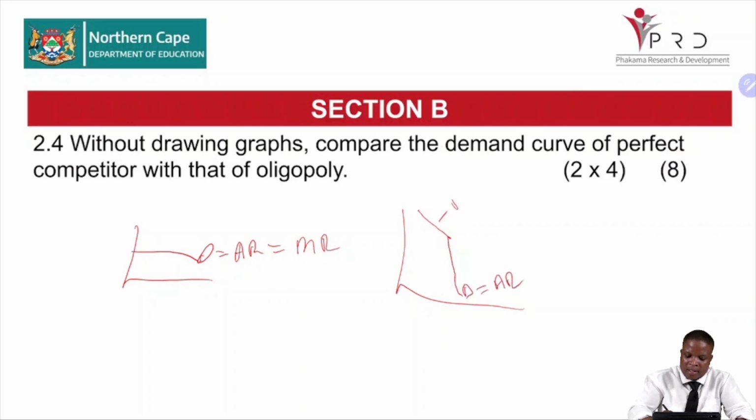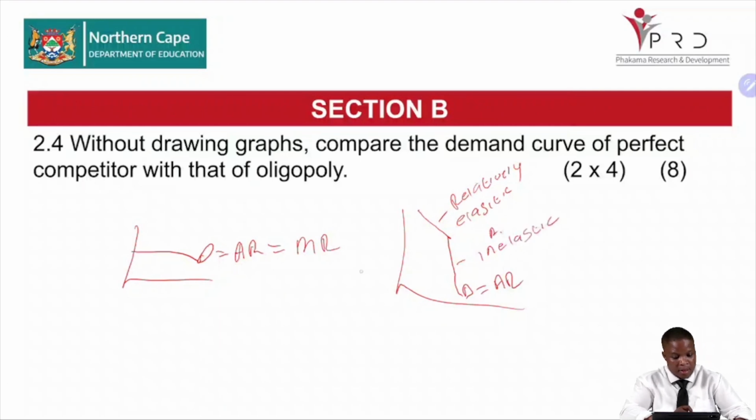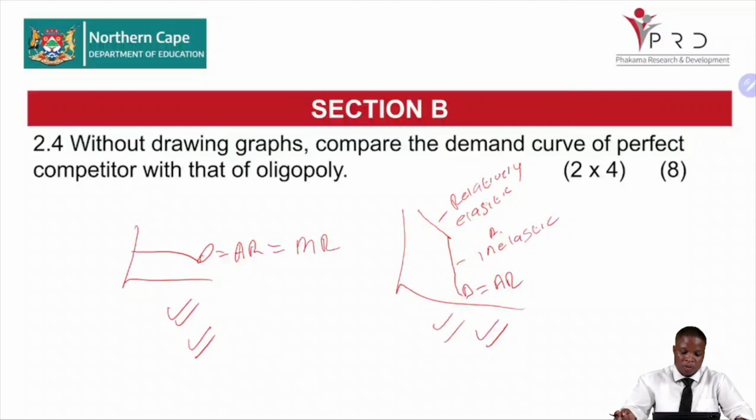And then you find that it is relatively elastic. And then you find it here relatively inelastic. Relatively inelastic. So these are the demand curves that you're going to compare. Without drawing graphs, compare the demand curve of a perfect competitor and that of oligopoly. You're going to get 2 marks for saying demand curve of perfect market, 2 marks for saying demand curve of oligopoly.